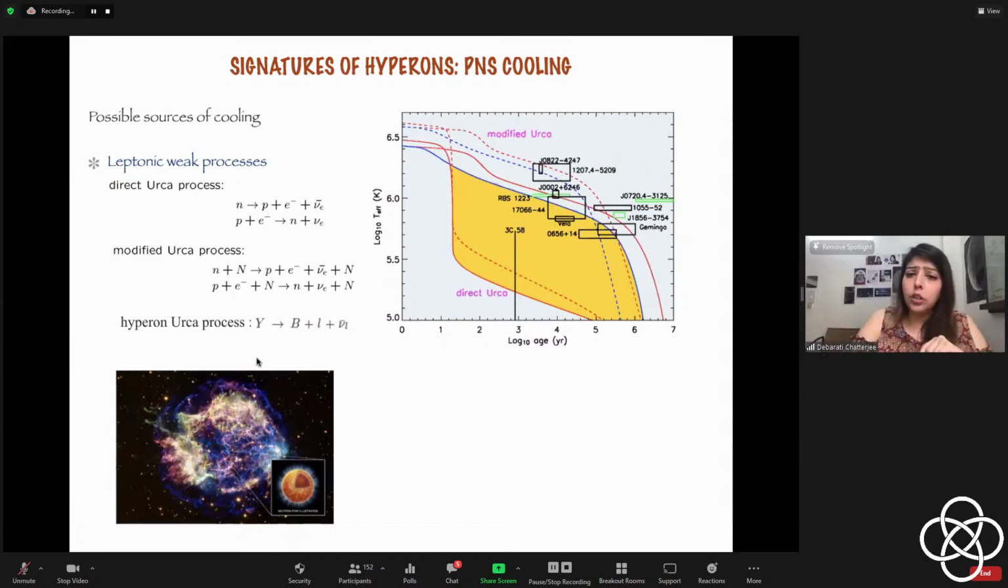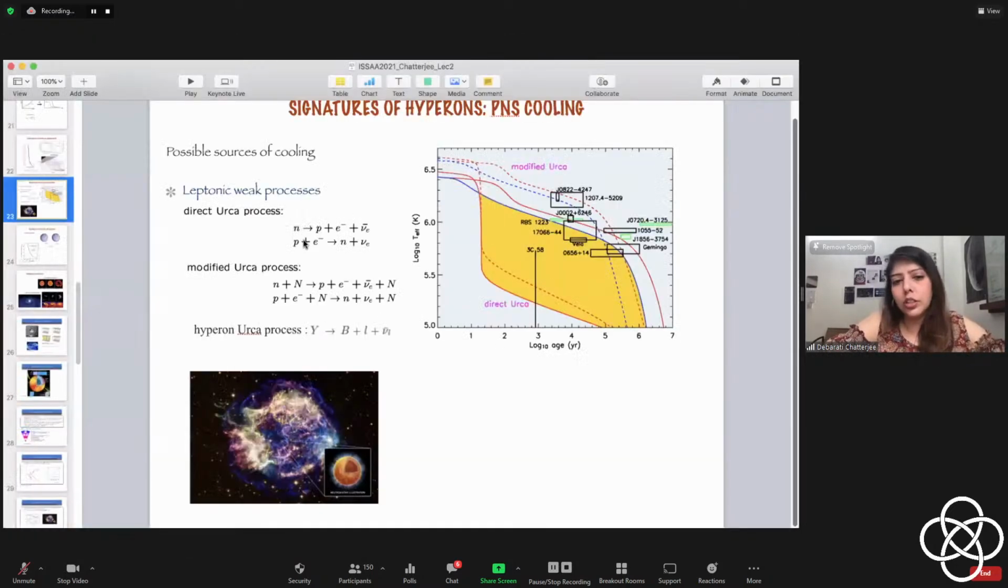Now, hyperon Urca is similar. Instead of a neutron going to a proton, you have a hyperon going to another baryon, and L is a lepton, which means it can be an electron or a muon. So it is similar to the neutron decay, but instead of a neutron, it is a hyperon. Other questions?